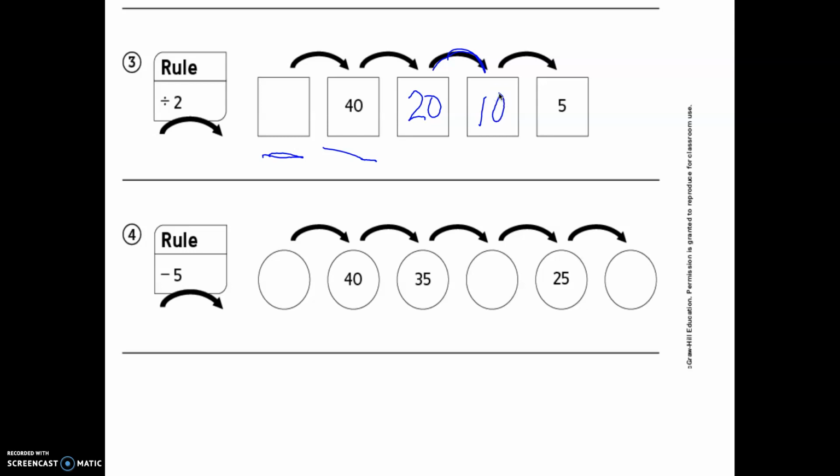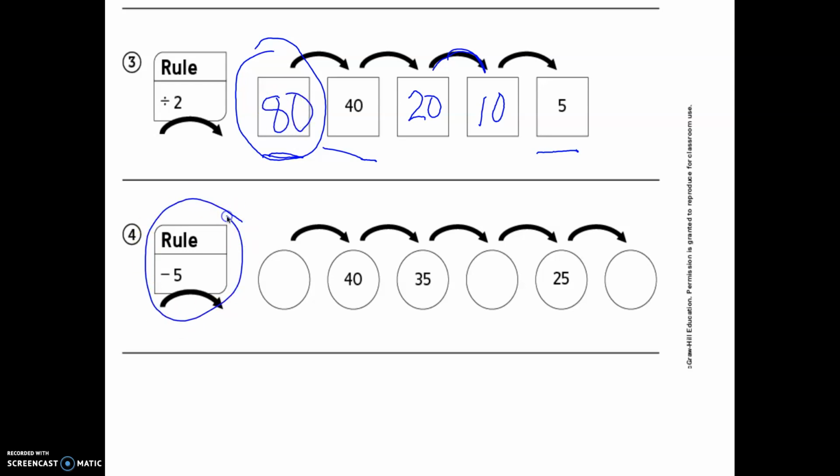The number 5 is there, but I want to prove it. So 10 divided by 2, or half of 10. Half of 10 is 5. So when I have to go back to figure out my first number, I don't want to divide that by 2. I need to multiply it times 2, or I need to double that. 40 times 2 is 80.